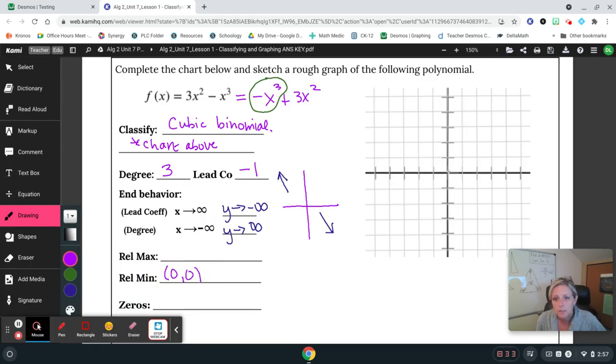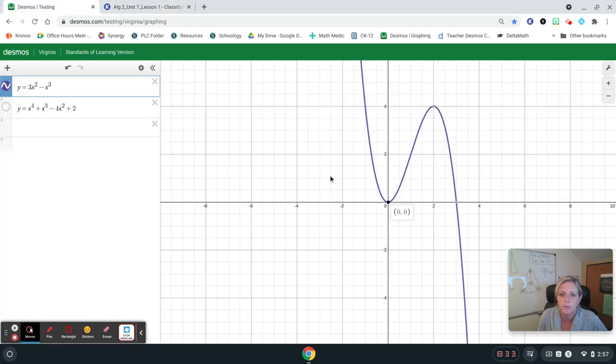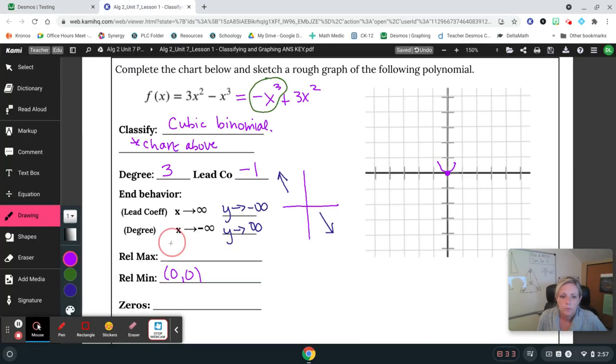What that means is on my graph, I'm going to plot 0, 0. But since it's a minimum, that means it's the low end of a dip. So I'm just going to put a little dip right there. That just tells me visually that it's a minimum. And then I have a relative max over here at 2, 4. So we'll go back over and show that we have a relative max at 2, 4.